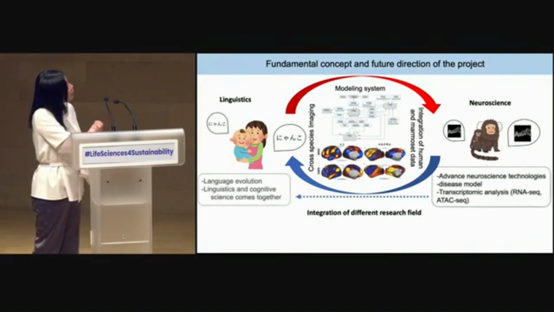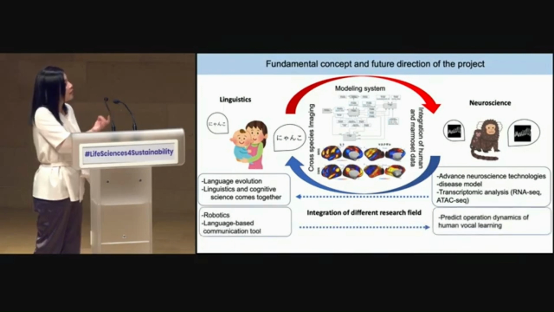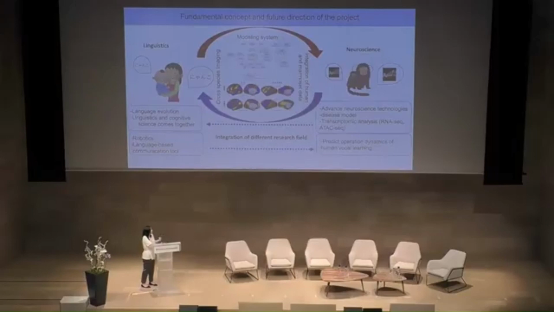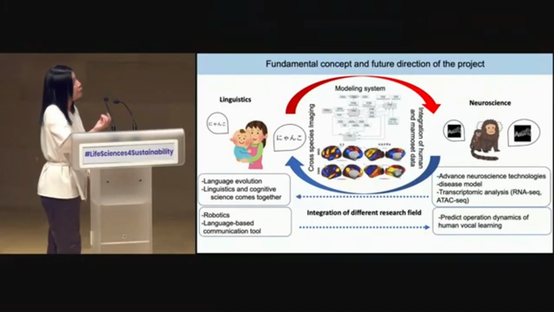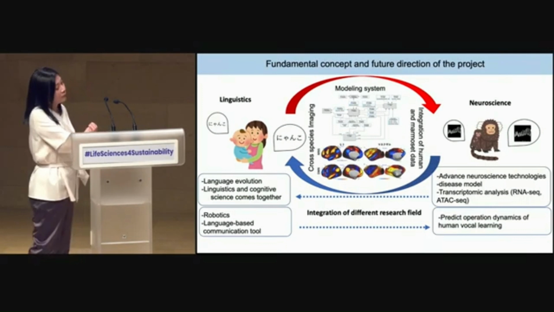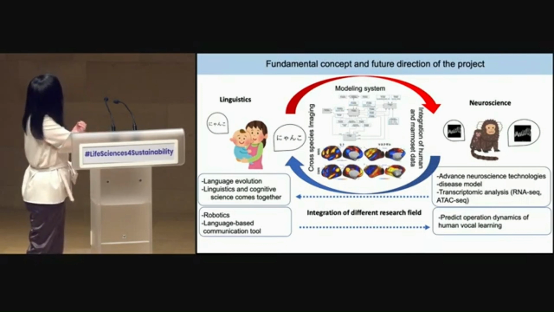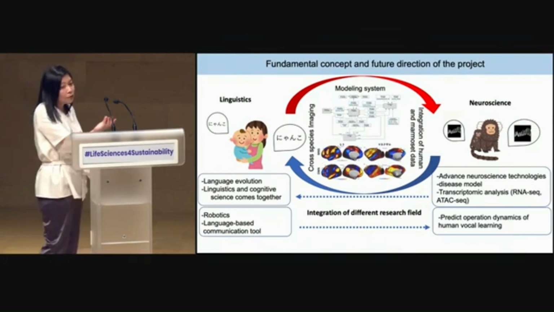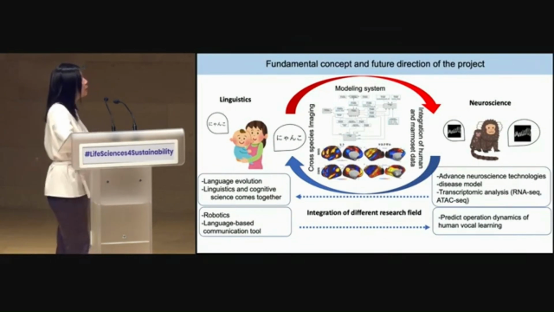Also, by integrating lots of different research areas, what we can do is something like this. This is just an example, but now we have a molecular biologist, and we can work on lots of new advanced molecular technology to find out in the marmoset brain what may be able to translate to the human brain. Also with this, we can deal with language evolution or robotics, and also predict the developmental dynamics of human vocal learning. This is basically our ultimate goal. But with the interaction of all of these teams, you can finally get this done.